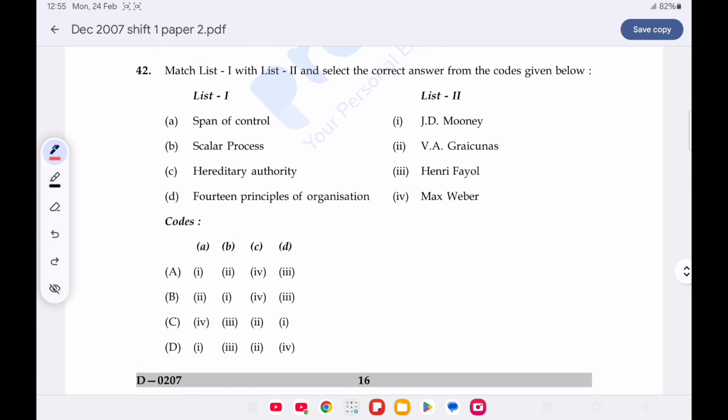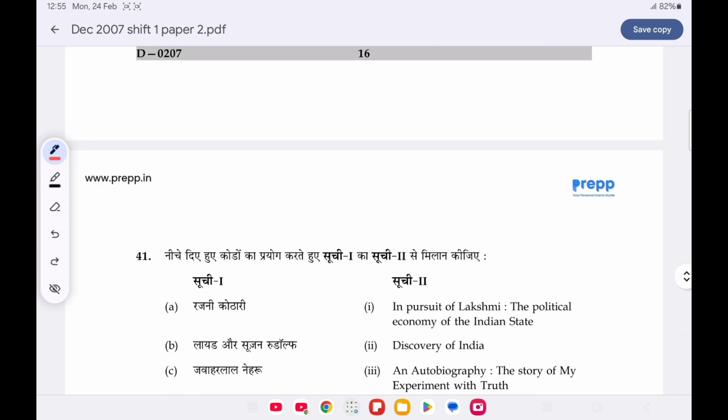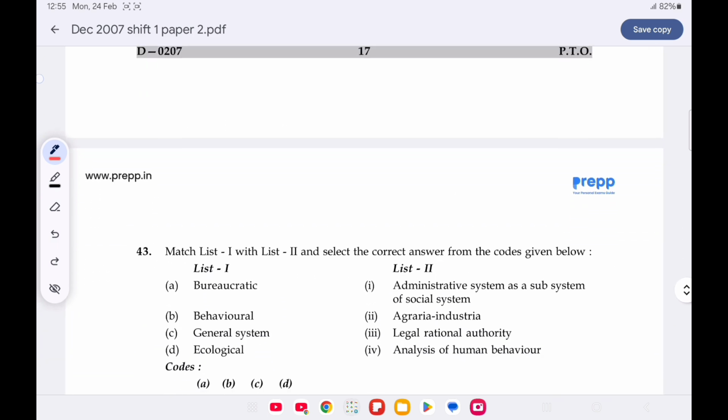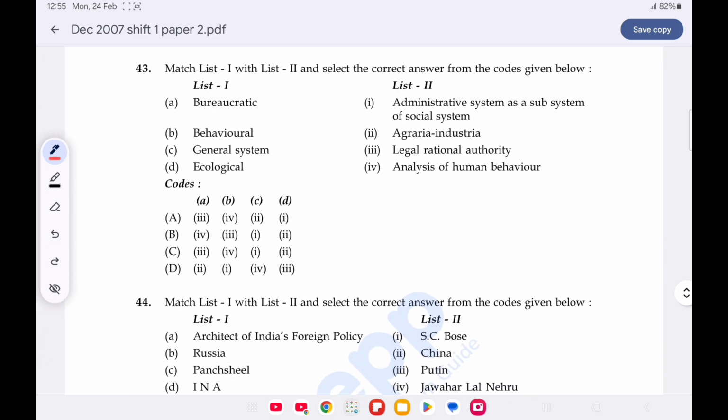Option B is correct. Span of control, V.A. Graicunas. Scalar process, J.D. Mooney. Hereditary authority, Max Weber. And 14 principles of organization, Henri Fayol. Now move on to next question. Question number 43. Match list 1 with list 2.